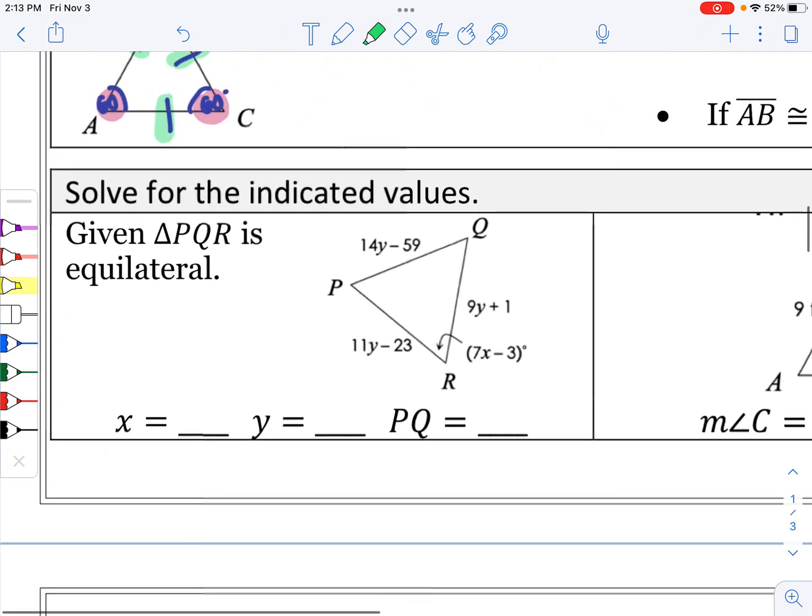So it says solve for the indicated values. Now we only have 3 of these total. So it tells me given PQR is equilateral. So even though they don't have the markings on there, I could add them. I think they just didn't have room with all this algebra stuff on it.